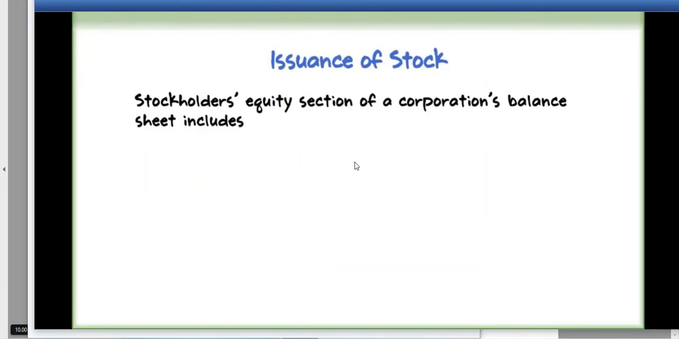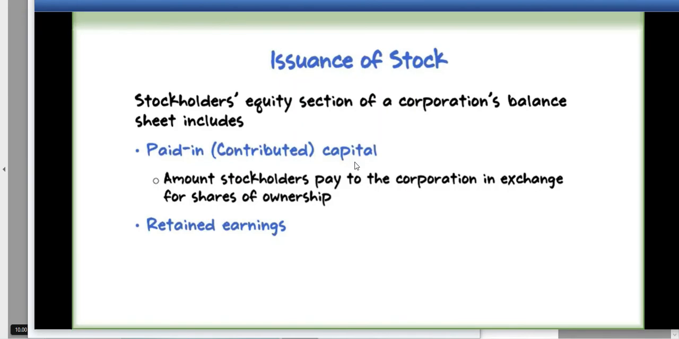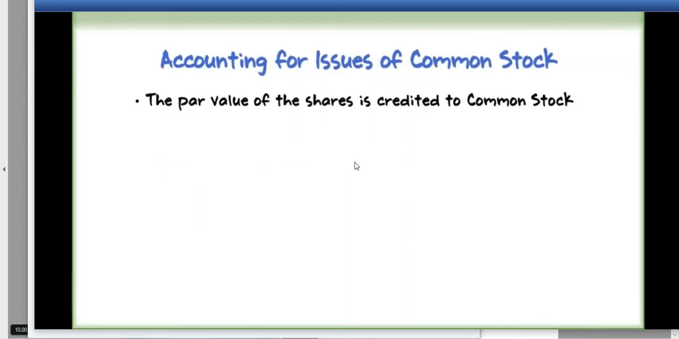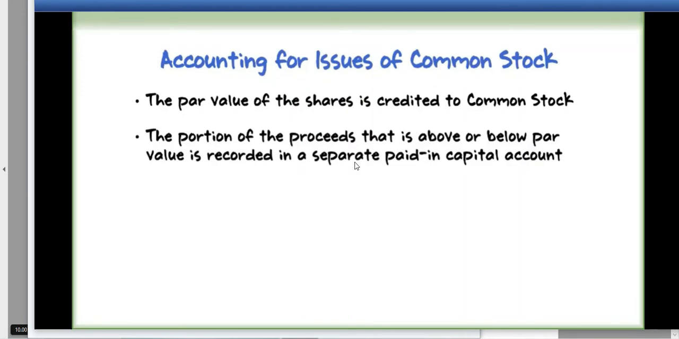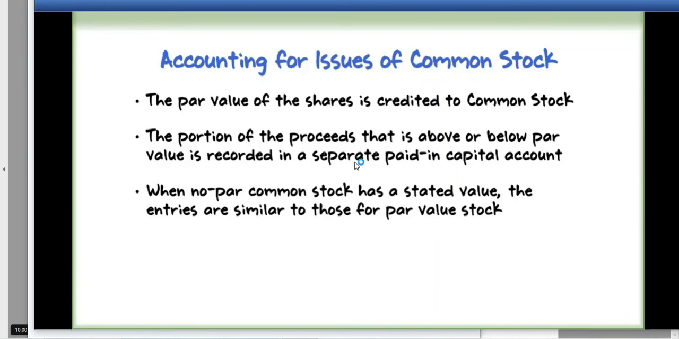The Stockholders Equity section of a corporation's balance sheet includes paid-in capital and retained earnings. Paid-in capital or contributed capital is the amount that stockholders pay to the corporation in exchange for shares of ownership. Retained earnings is the earned capital held for future use in the business. To record the issuance of common stock for cash, the par value of the shares is credited to common stock, and the portion of the proceeds that is above or below par value is recorded in a separate paid-in capital account. When no par common stock has a stated value, the entries are similar to those for par value stock.